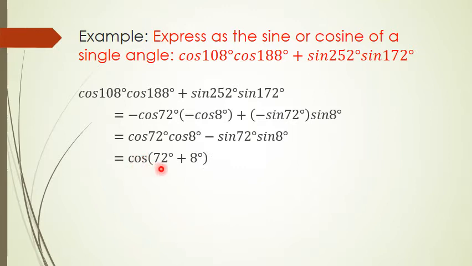So this simplifies to cos of 72 degrees plus 8 degrees, which is cos 80 degrees. Refer back to the question to see that you have done what you are required to do. It says express as the sine or cosine of a single angle. This is the cosine of a single angle. So we are done.